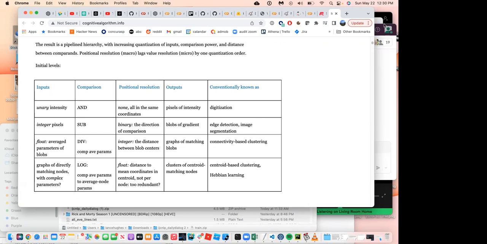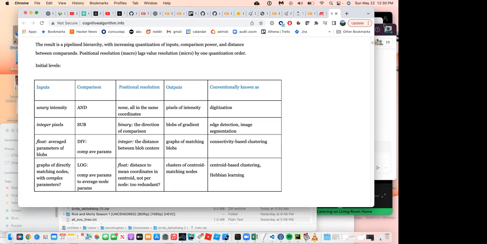So when you get two unary inputs, you compare them by AND. That AND operation basically checks if they both exist. In my terms, comparison is the process where you compute match and miss. So that AND gives you a match, and there is no miss because those are unary inputs. They don't have parts. They either match or they miss. There is no partial miss.